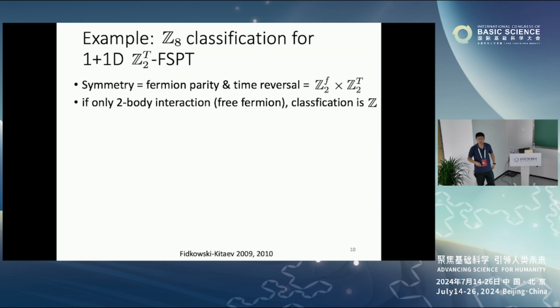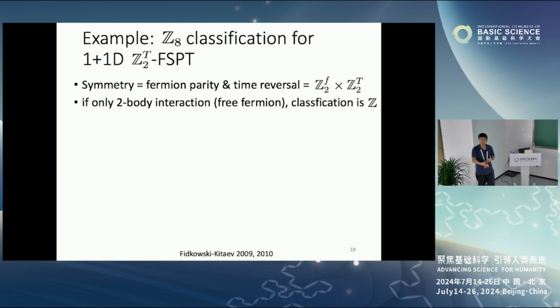Now if we consider a simpler problem, a free fermion system, we just impose the condition that the Hamiltonian can only have two-body interaction. So it's a free fermion system, and for a free fermion system we can diagonalize the Hamiltonian very easily. Then people found that in the classification of topological insulators and superconductors, there is a tenfold way, and this corresponds to one of the tenfold way classes. You find that in 1 plus 1D, this is classified by Z. So it is an integer. That means we have an infinite number of 't Hooft anomalies associated with this symmetry group, Z2F times Z2T.